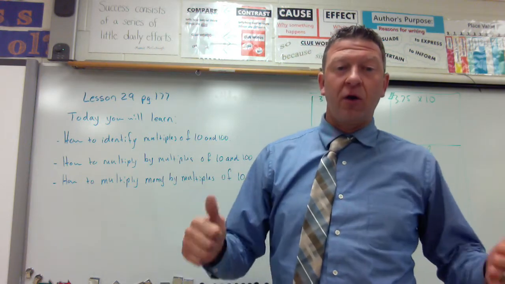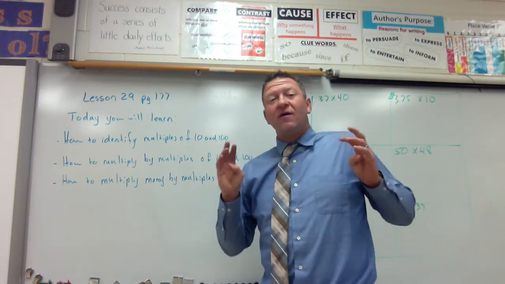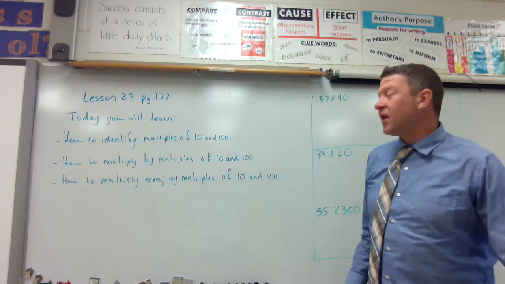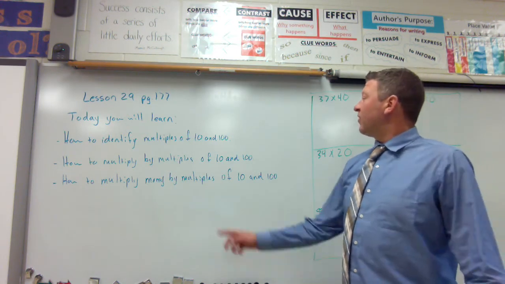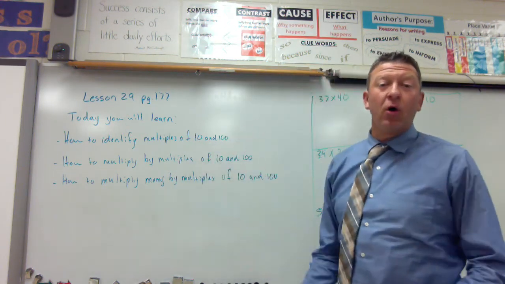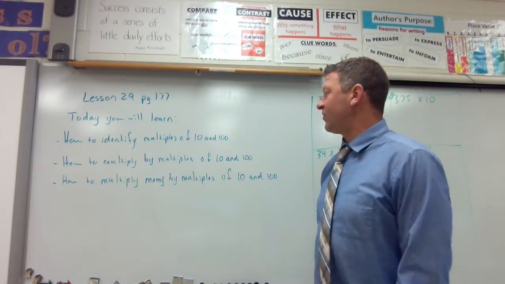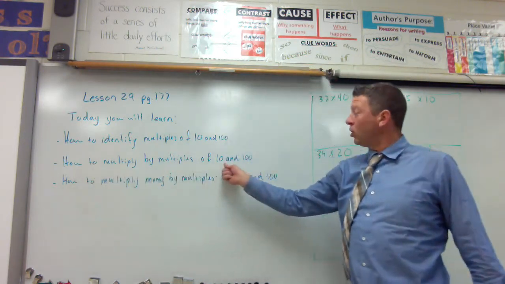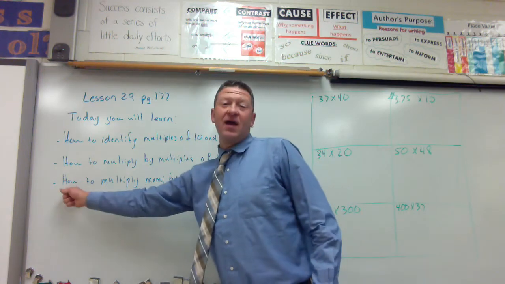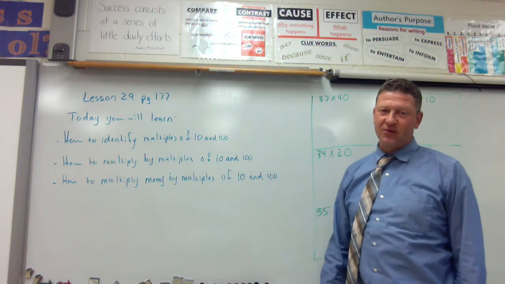Do them with me. 100, 200, 300, 400, 500, 600, 700, 800, 900, 1,000. They all end with zeros. Their multiples all end with zeros, even though they have a different number in front. We're also going to learn how to multiply by those numbers, and we're going to multiply money by those numbers.